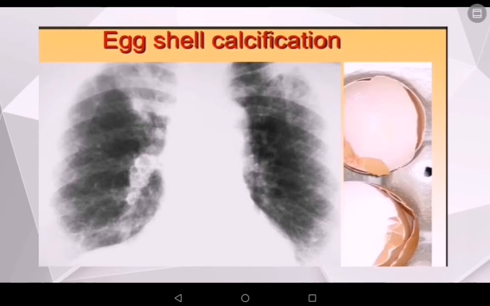The calcification in this kind of occupational lung disease is known as eggshell calcification, and this is very important in regard to silicosis. As you can see, this circle represents the eggshell, and it is hollow from the inside, just as shown here. That's why it is known as eggshell calcification, this egg-like calcification.